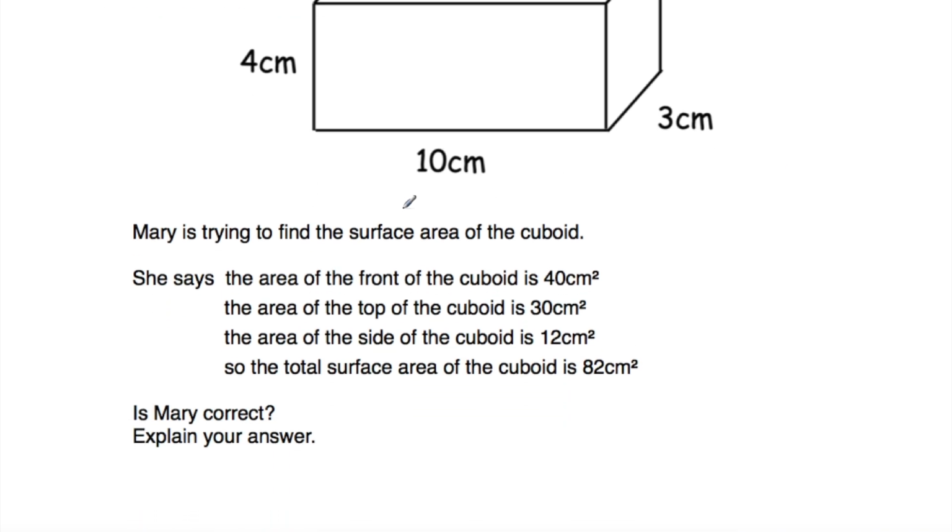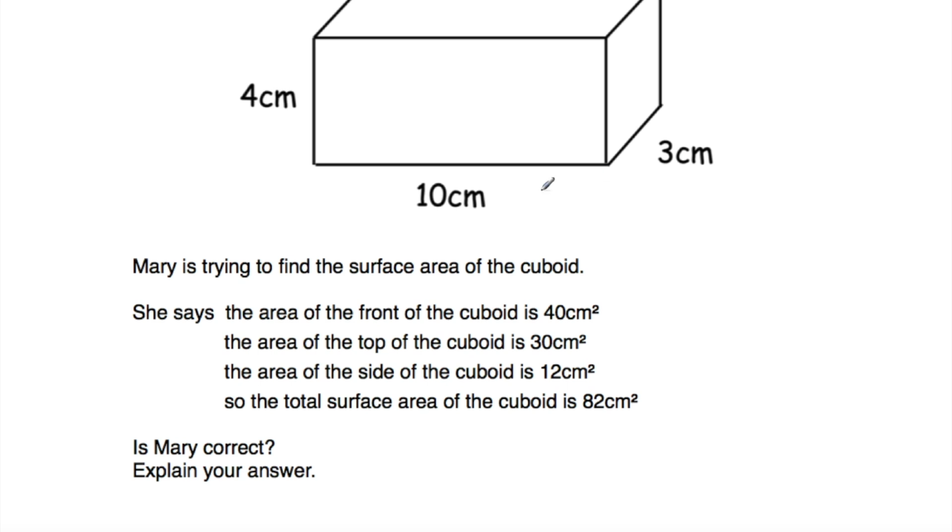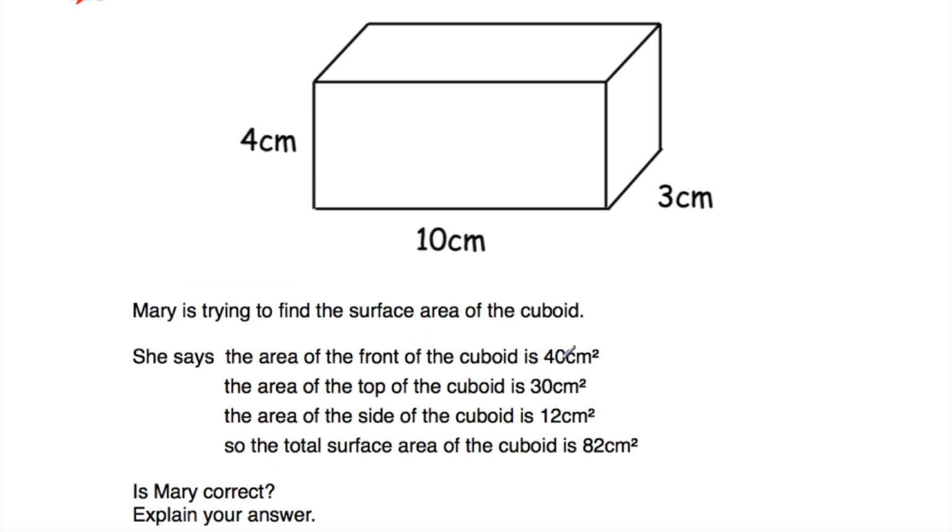And the question says that Mary's trying to find the surface area of this cuboid. And she says the area of the front of the cuboid is 40 centimeters squared. And yes, it would be, because 4 times 10 is 40. So that's 40 centimeters squared for the front. The area of the top of the cuboid is 30 centimeters squared. Well, let's just check that.